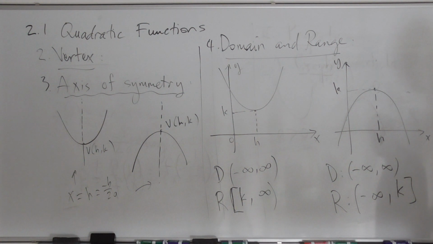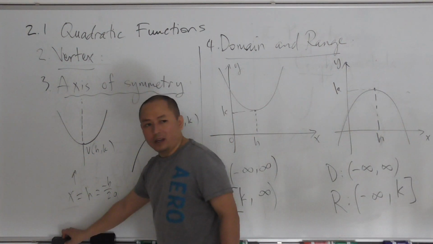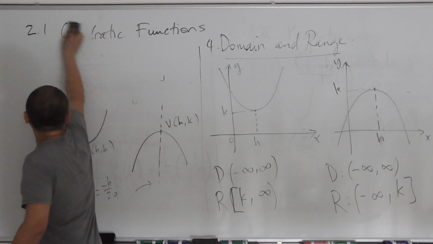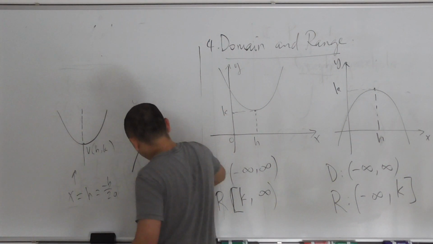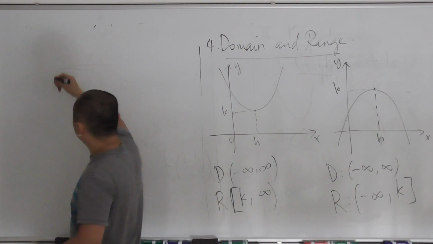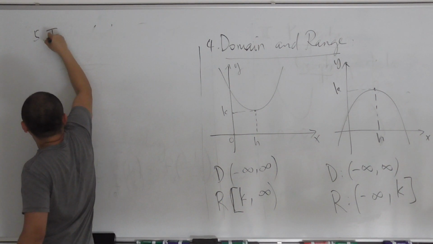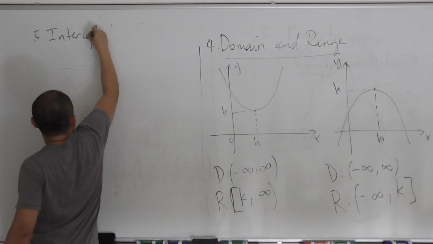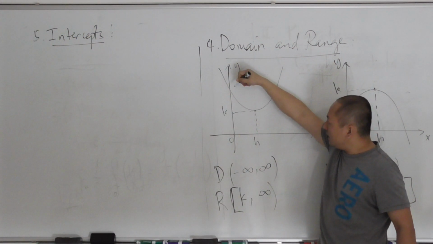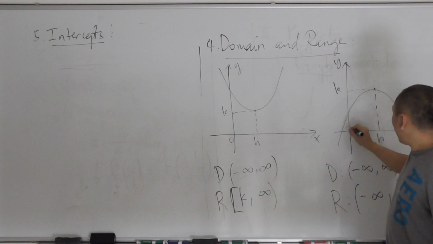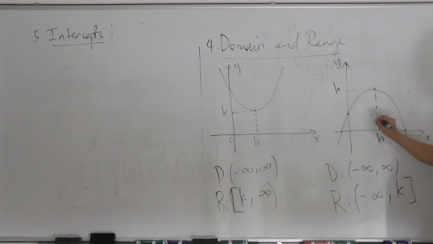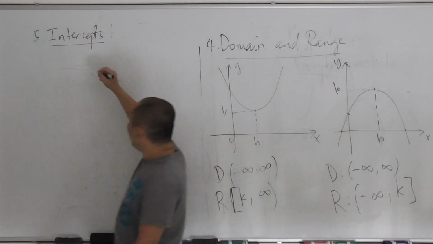I'm going to give you one more. Let's talk about the intercepts. An intercept is a point where the graph intersects the x-axis or the y-axis, as you see right here. See, the graph intersects the x-axis or the y-axis. Let's start with the y-intercept.